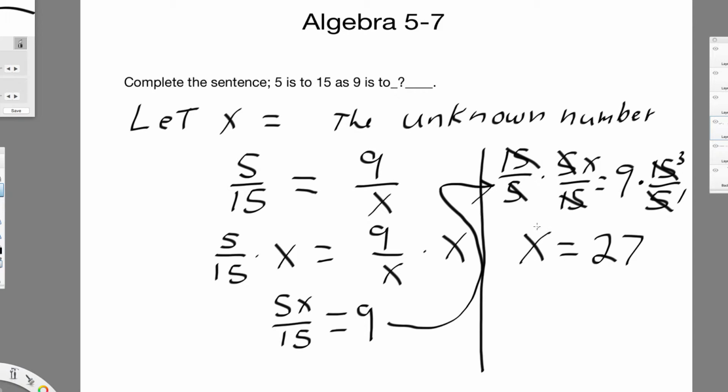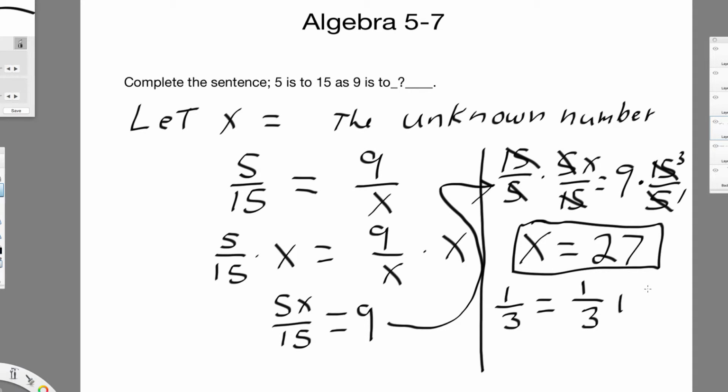I could check this by plugging it into both sides. I know that 5/15 reduces to 1/3, and 9 goes into 27 three times, so 9 over 27 reduces to 1/3, and I've checked that indeed they do equal the same thing. So this is completing the sentence using our algebraic properties to solve this particular problem.